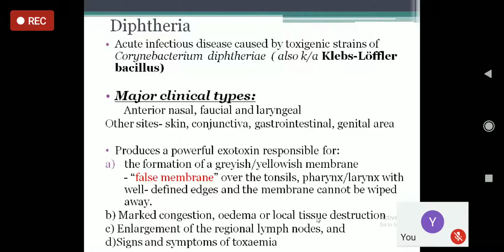Okay, and there are three major clinical types which you may encounter, but diphtheria is not commonly present. I mean, the patients do not come in. It is not that prevalent these days, but I've heard that in some parts of the country patients with diphtheria have been diagnosed recently.